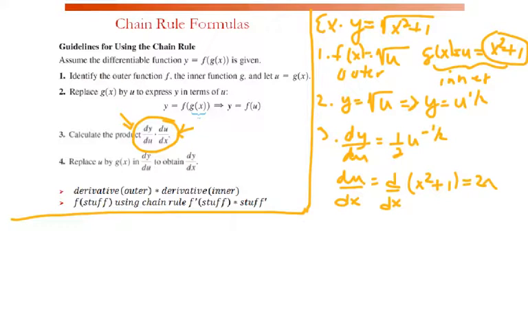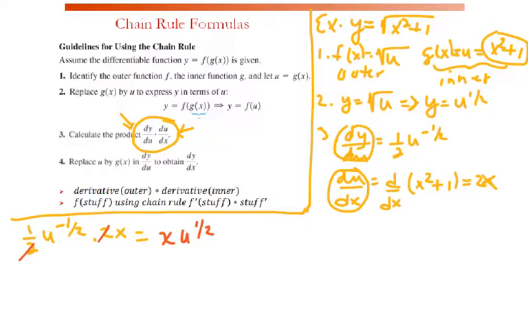So now you're going to multiply the two of them together. You're going to take the product of this with this, okay? So this is 1/2 u to the negative 1/2 times du/dx, which is simply 2x. So this is equal to, if I clean this up a bit, you're left with x u to the negative 1/2. And the last step is to replace u with g of x.